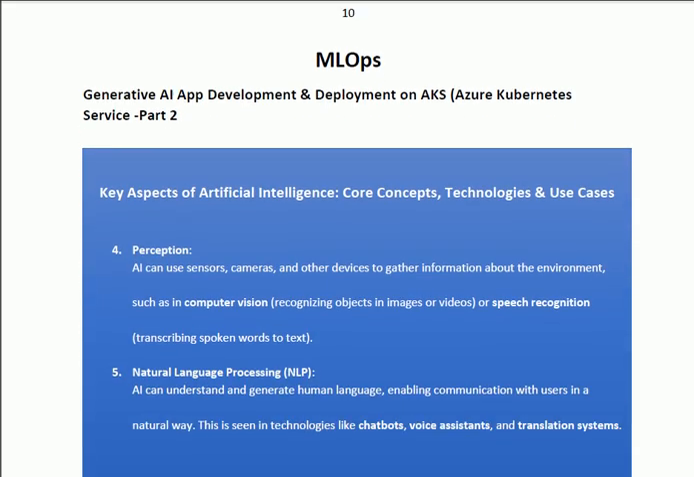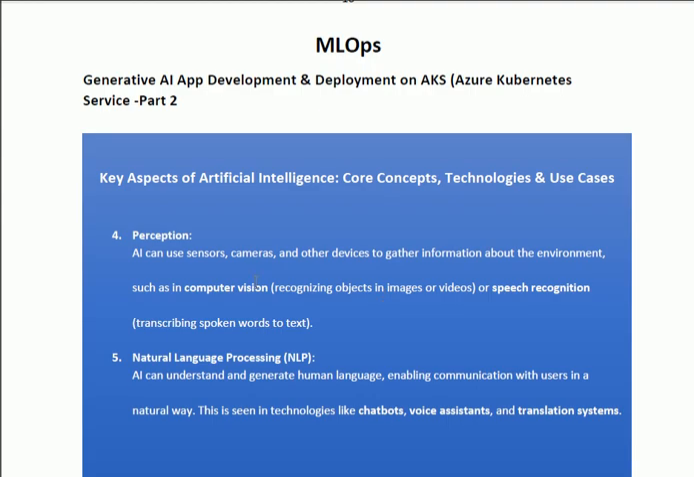The last one is key aspects of artificial intelligence: core concepts, technologies, and use cases. The fourth one is perception. AI can use sensors, cameras, and other devices to get information about the environment, such as computer vision, recognizing objects in images or video, or speech recognition, transcribing the spoken word to text.